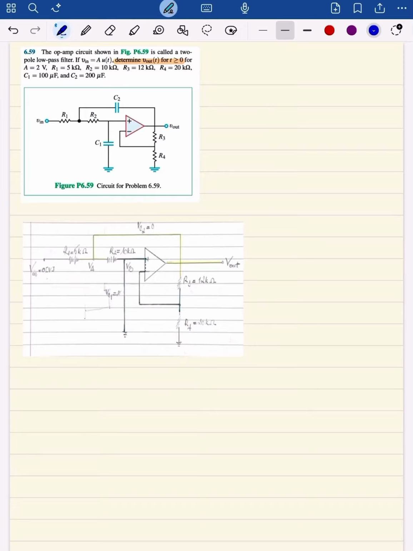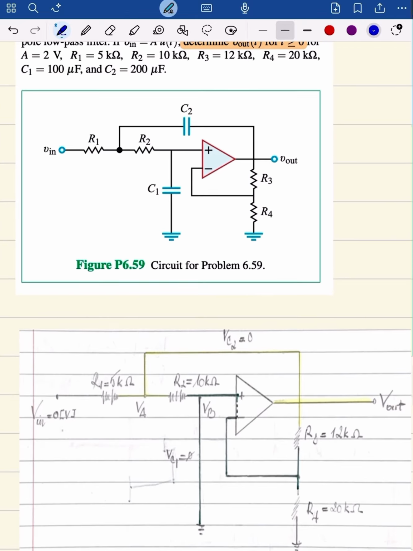The problem is 6.59 in our textbook, and the question is asking us to determine V out at t greater than 0. So I know that that's going to be the step response. But look at the given op-amp. I have capacitor 1 and capacitor 2. There's no way for me to combine C1 and C2 together because they are not in parallel, and they are not in series either. So I know that this is going to be a second order circuit because I have two components that can store energy in my circuit.